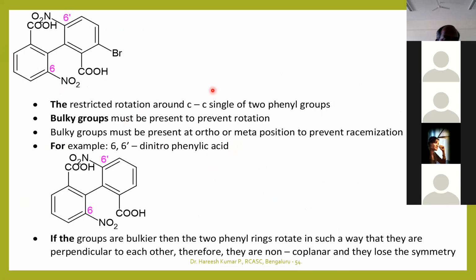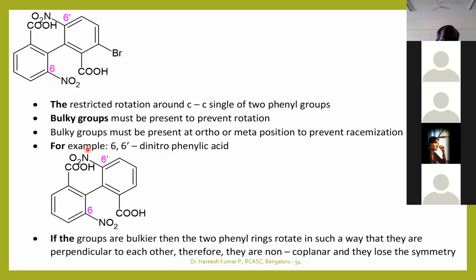Now it has moved. Suppose this is the best example. This is 6, this is 6 dash. So 6,6'-dinitrobiphenyl-2,2'-dicarboxylic acid. This compound is the best example of an optically active biphenyl compound.